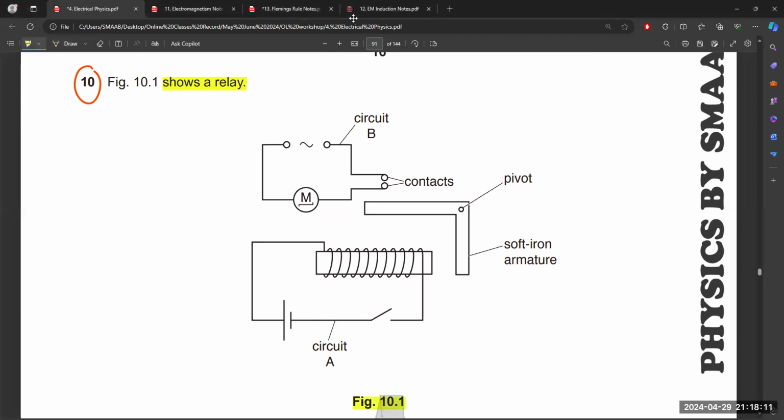Just like in this question, let's see. We have figure 10.1. In this, you can observe we have a switch over here that is open. When we close this switch, current starts to flow in this coil and the rod becomes magnetized. When it becomes magnetized, this side is attracted towards this solenoid, and because there is a pivot, this part rotates in the upward direction, there is a contact, and this circuit will complete. So it is a very simple mechanism.